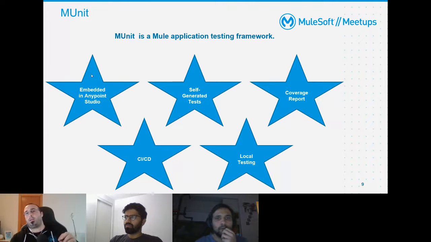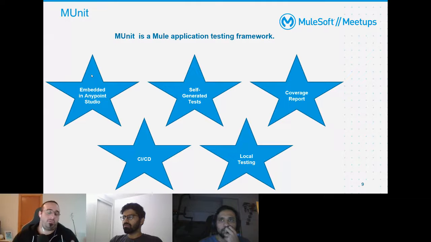You know, we can see how many flows of the tests that we have done worked or not. So that's good. We have that coverage report. And what else? It's easy to integrate with CI/CD because it supports Maven. It can be easily integrated with Jenkins, for example. And also, it allows us to test locally without needing connection to external systems such as FTPs, databases, etc.